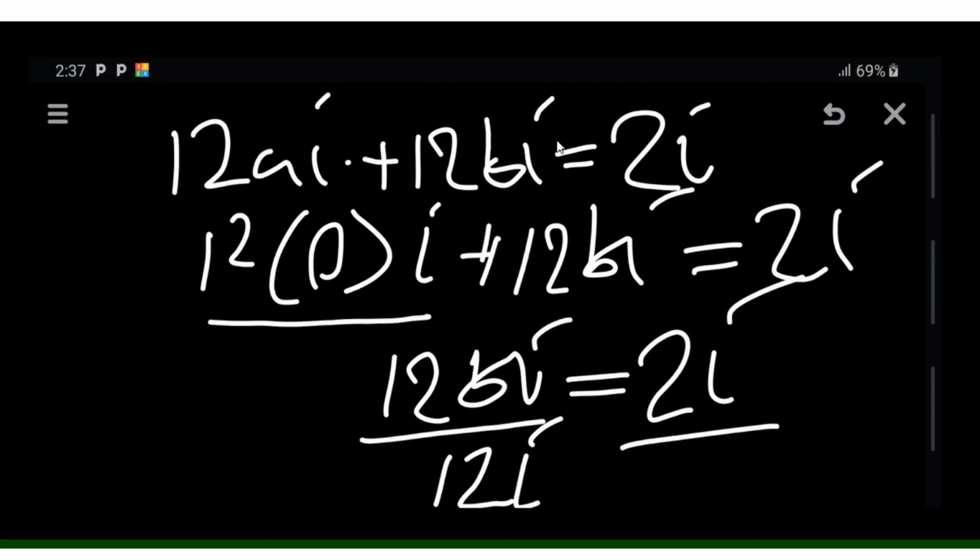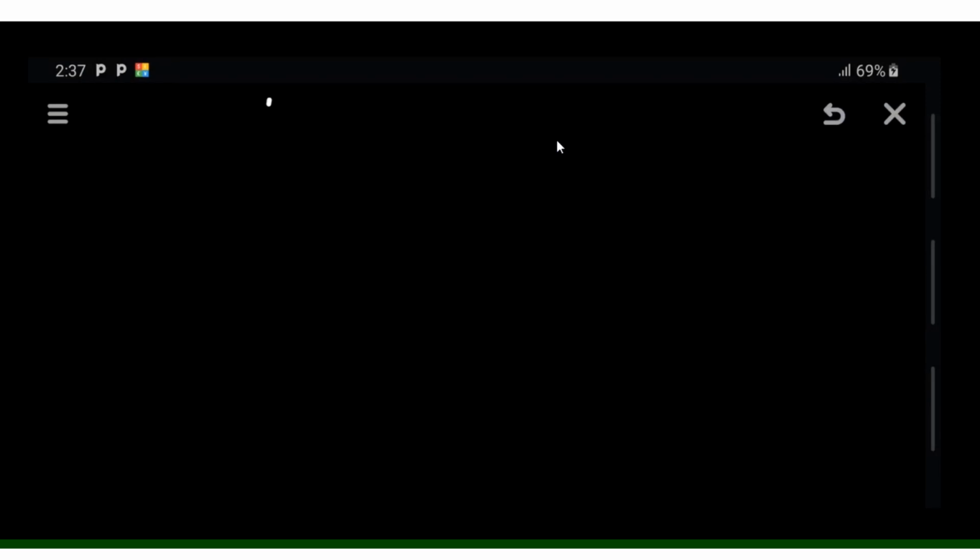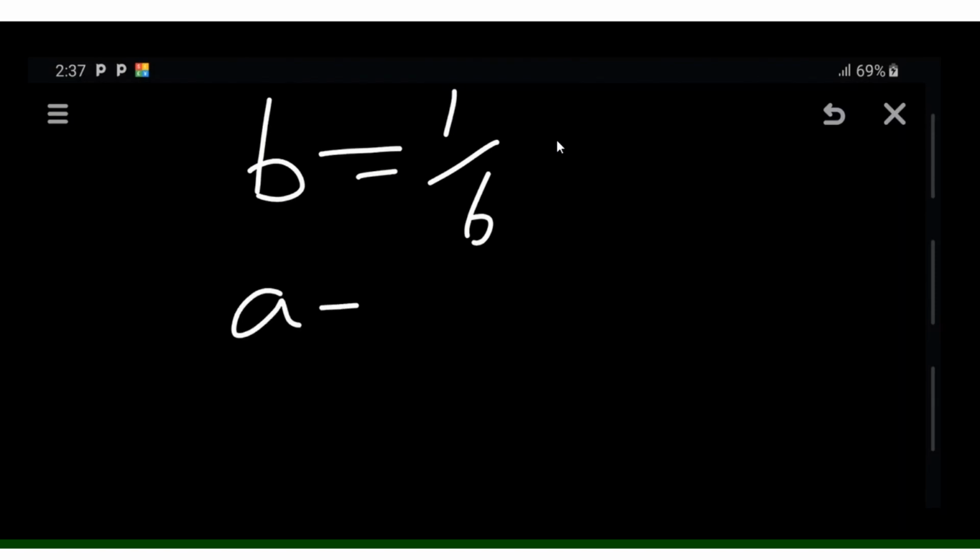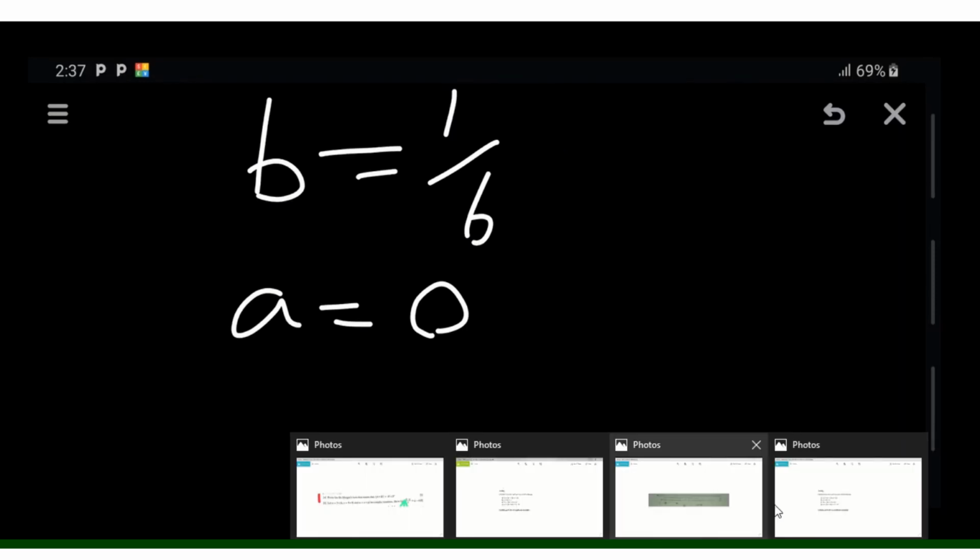12i and 12i, so the i is going. So you simplify here. What is the common factor of 2 and 12? It is 2 itself. So you are just having your b equal to 1 over 6 and a equal to 0. Now we have solved this part, question number a.